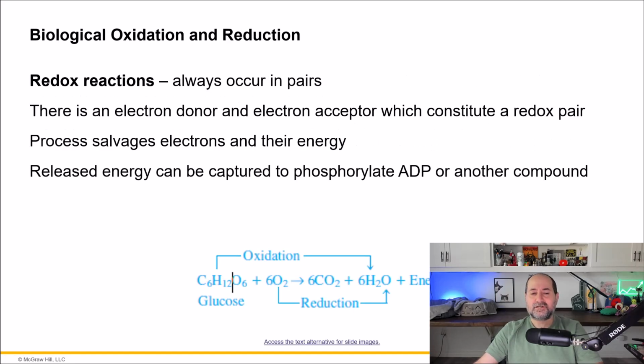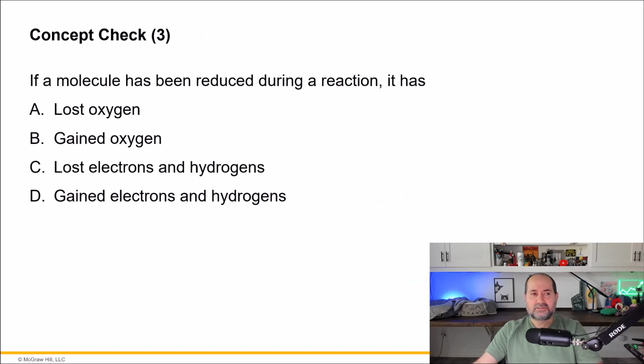Do you remember redox reactions? Remember LEO says GER? Loss of electron means oxidized. Gain of electron means reduced. So concept check number 3, if a molecule has been reduced during a reaction, it has done what? Well, remember reduced, GER, gain of electron, right? So it has gained an electron. D would be your answer there.